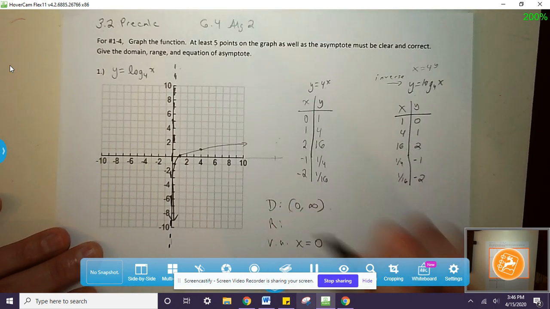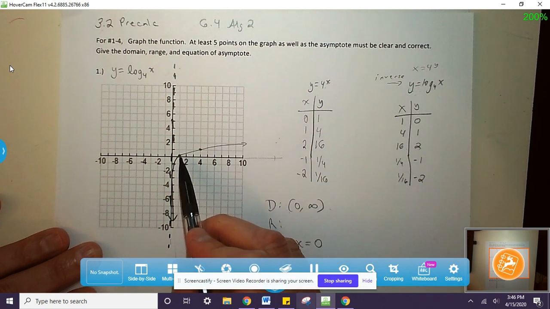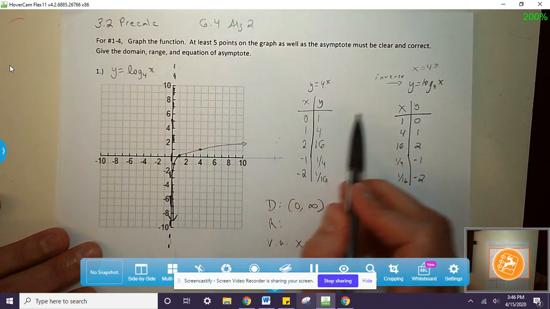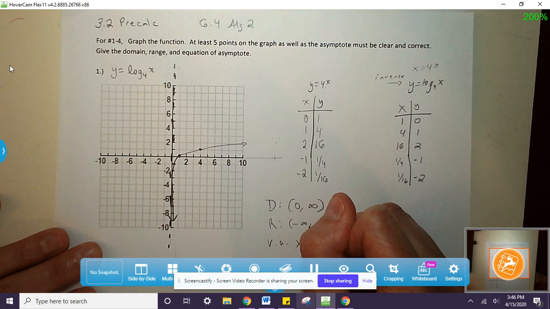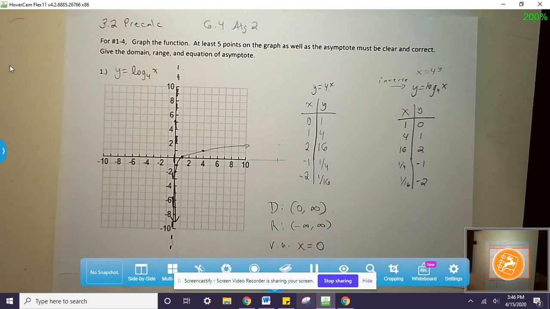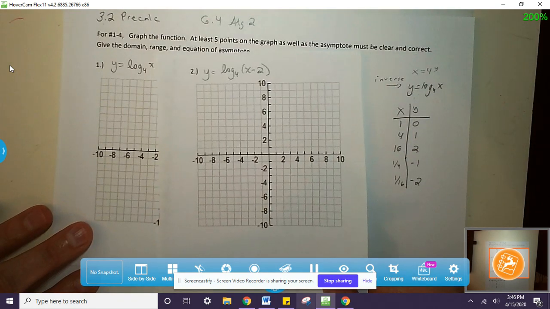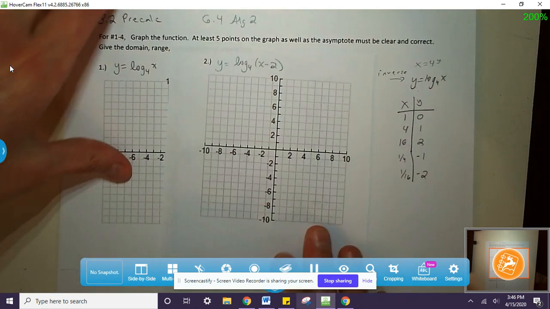The range, on the other hand, the graph goes down forever and it goes up forever. It goes up slowly, but it goes up forever and ever. So the range is all real numbers. And that's our first example. For example 2, we are going to graph log base 4 of (x minus 2).